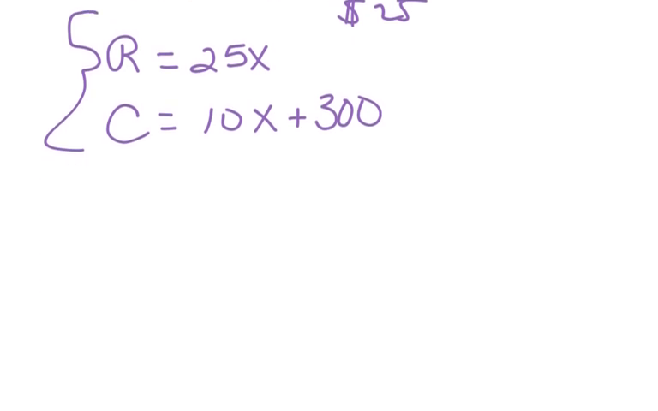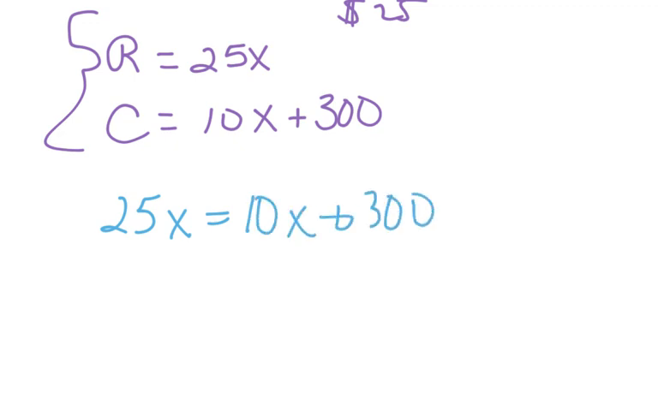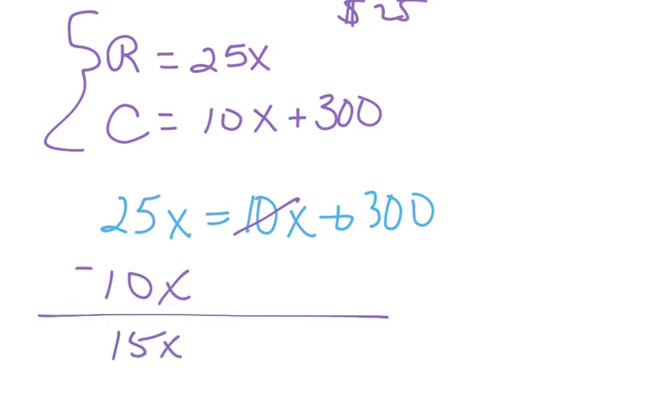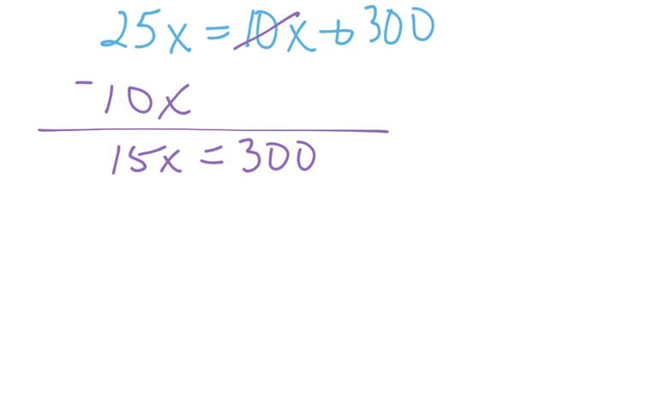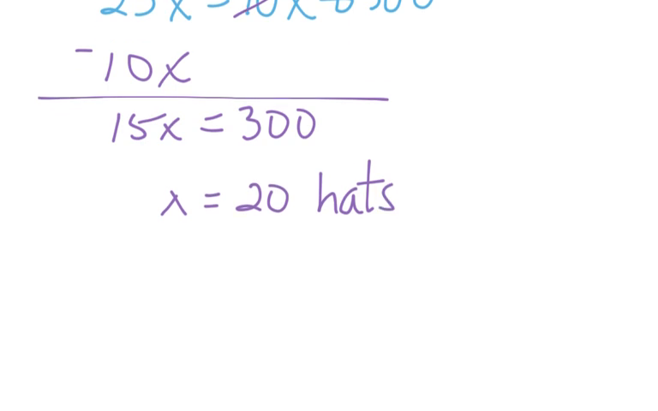So you can make a table to make them equal. You could graph them to make them equal, and you could do that on a calculator. You can solve this as an equation, which is probably the easiest way. So 25x equals 10x plus 300. If you solve, you get 15x is 300. And so then 15 goes into 300 20 times. So x is 20. So at 20 hats, he breaks even. So Johnny takes 20 hats to sell.